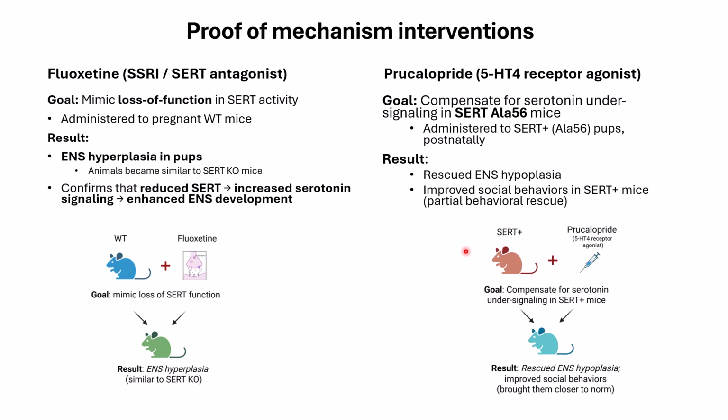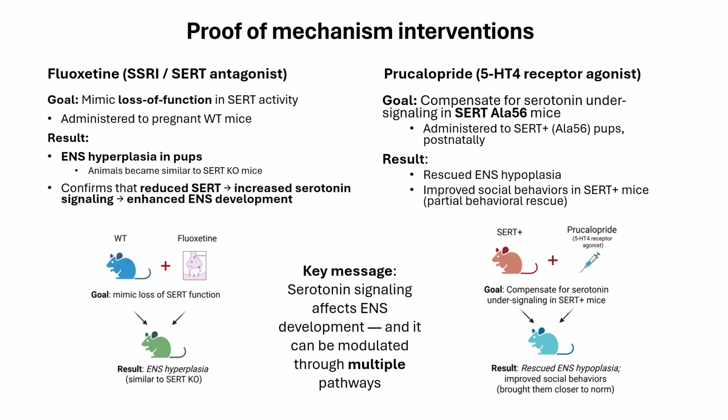So to summarize, you had SERT positive mice, so these pups had a smaller enteric nervous system and they had ASD-like behavior. They were given this serotonin receptor agonist, and the goal was to compensate for under-signaling. And they rescued the ENS hypoplasia, so basically allowed the enteric nervous system to get the growth factors, get the growth signaling, and that is what is really interesting here. It seems to have improved social behaviors, brought them closer to the norm. Did not fully rescue them, but it did help. Interesting. And the key message of these experiments is that serotonin signaling can affect the development of the enteric nervous system, and it can be modulated through multiple pathways.